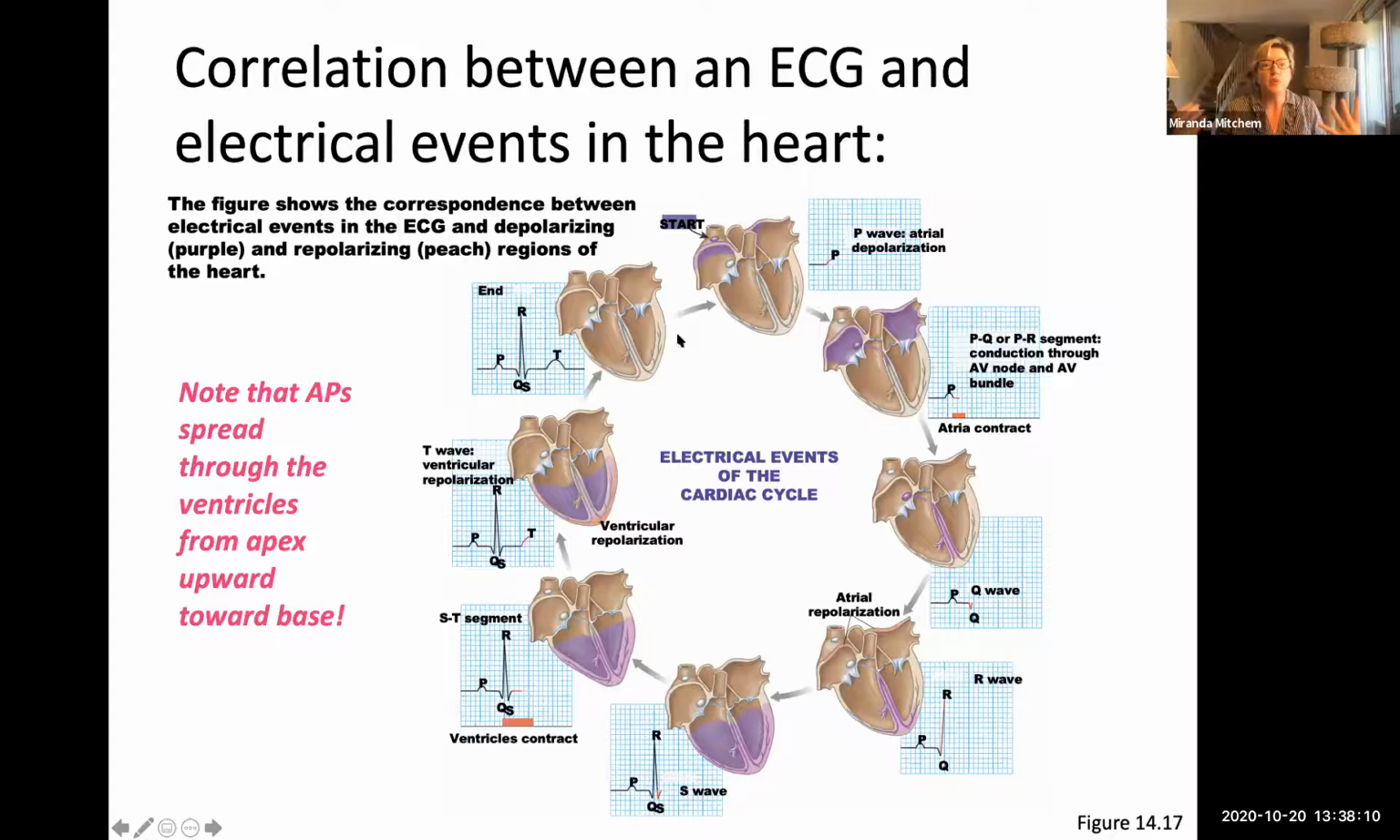So the action potentials go from the apex of the ventricle up to the base. And that is what allows the contraction to follow the same pattern from the apex so that it can squeeze all of the blood up and out so that it is all expelled. So the ventricles are fully emptied out of their blood. And that allows us to get to the best next cycle.